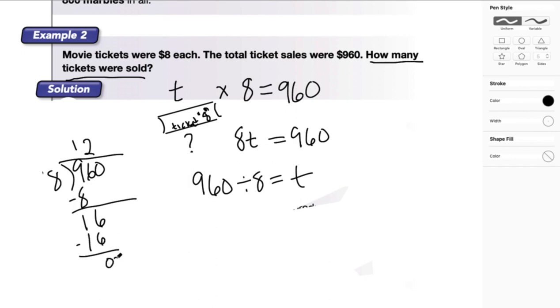Now we're going to drop the 0. 8 cannot go into 0, or it goes into 0 0 times. 0 times 8 is 0, and now we're done. So the answer is 120. T equals 120. There were 120 tickets sold.